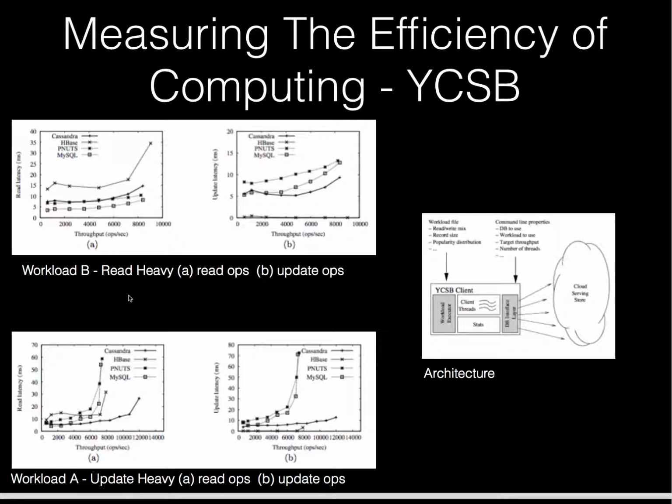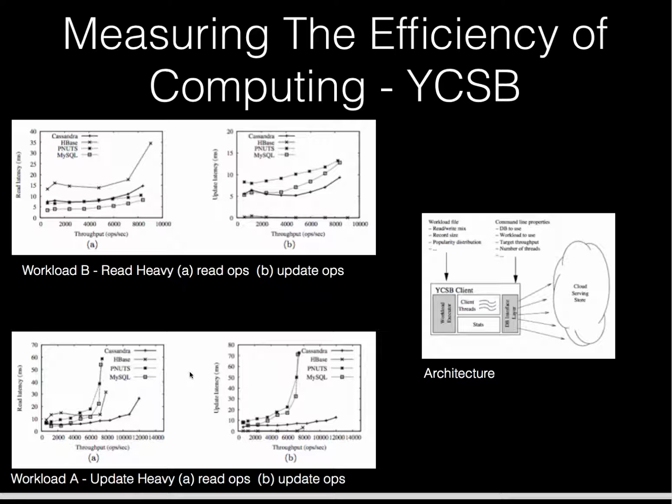And here are a few of the examples. If you look at this, they are measuring the throughput in operations per second, and you can see the classification, with four different workloads. The first ones are Cassandra, HBase, PNUTS, MySQL. These are all open source solutions, and they try to load them. They use what they call the YCSB client, and they load the cloud serving store, and these are examples of the results.